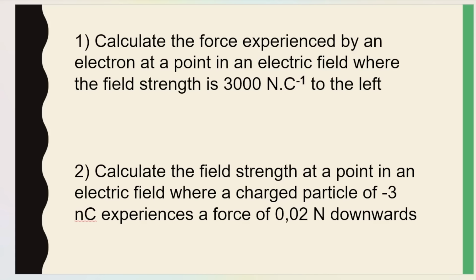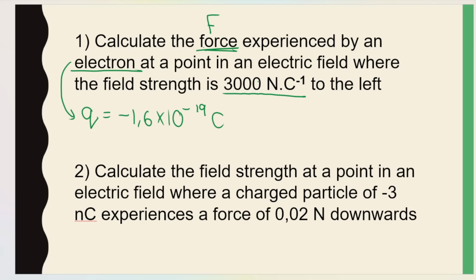So it says calculate the force, so we're looking for F, experienced by an electron. So we know the charge. The charge of an electron is negative 1.6 times 10 to the negative 19 coulombs. That is a constant. It's given on your formula sheet. At a point in an electric field where the electric field strength is 3,000 Newton per coulomb to the left. So that is E. So they're looking for F.